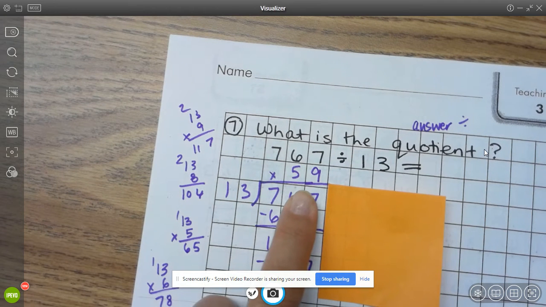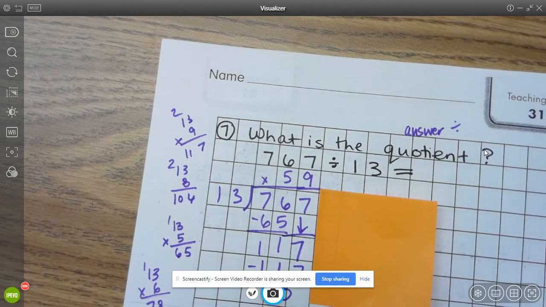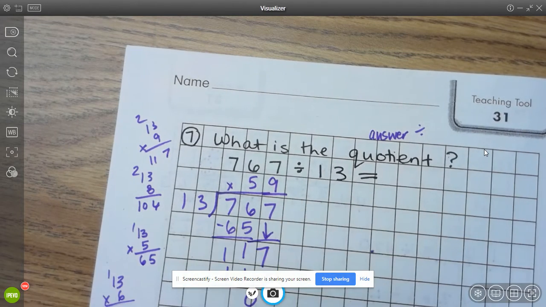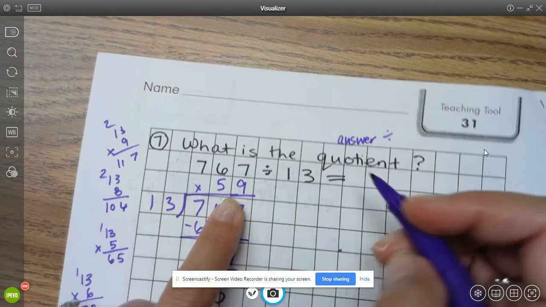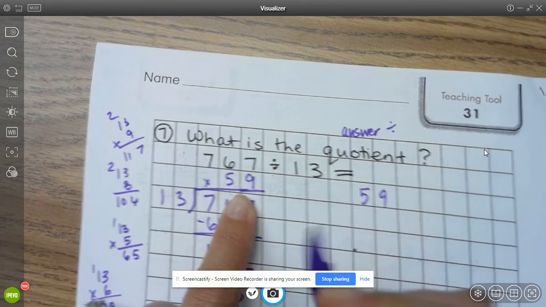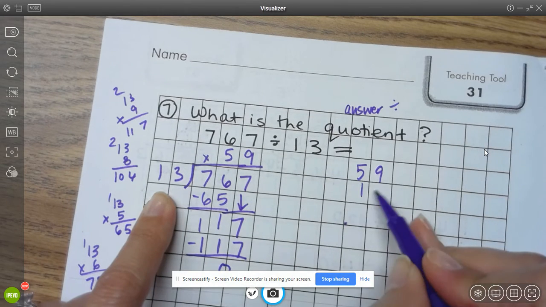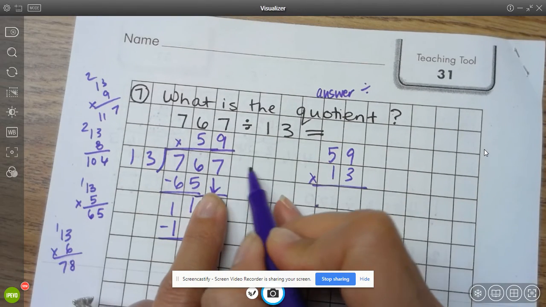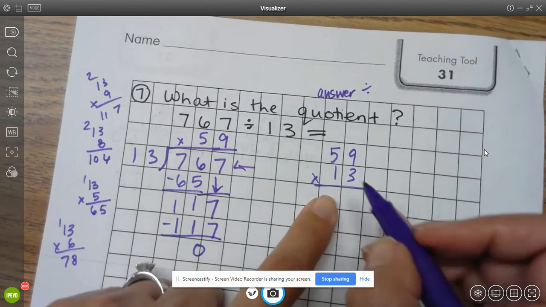So my answer is 59. Now, you guys should remember, you can check your work on division problems to make sure you have a correct answer. So I'm going to go back and take my quotient, 59, and multiply it by my divisor to get the correct answer. I should get my dividend. All right, so let's do this.